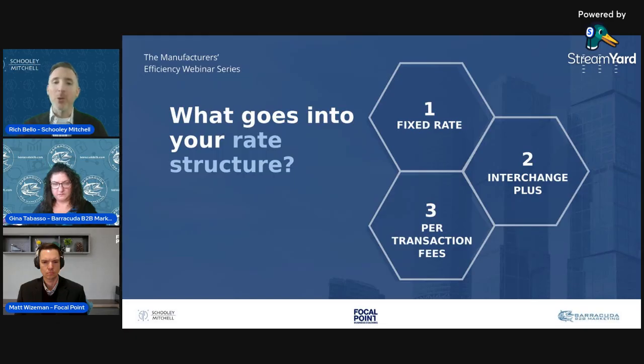So those are the three main structures. Again, like I said, Interchange Plus is usually the one that we see the most frequently. It's also the most easily confusing, I guess is the best way of putting it, because a lot of times what will happen is these payment processors, which I'm sure as a business owner or someone in finance at a company, you probably heard from a lot of payment processors.